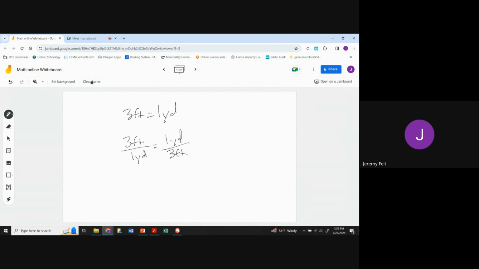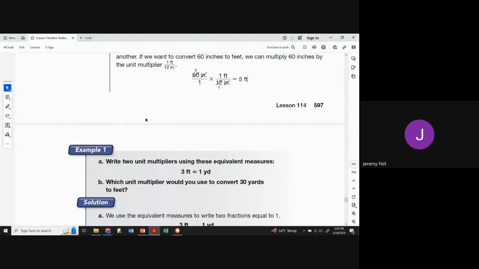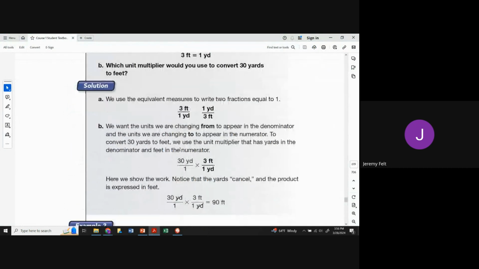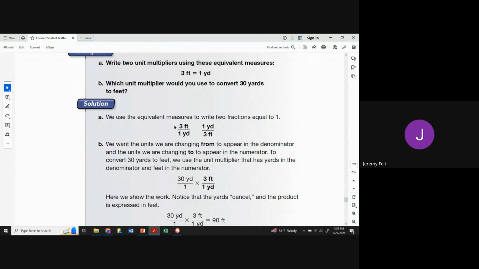It just depends on what the question is asking down the road. Do I want to end up with yards in my solution? Then I want yards in the numerator. Do I want to end up with feet in my solution? Then I want feet in the numerator. And what we're trying to cancel out will help determine that. Example 2, we're going to use this unit multiplier, so we'll keep those up. But those are the different ones.